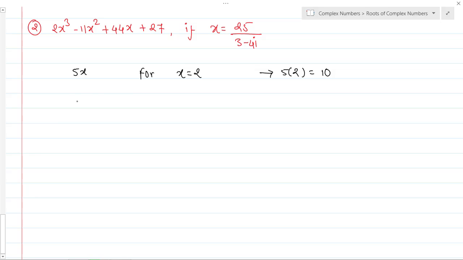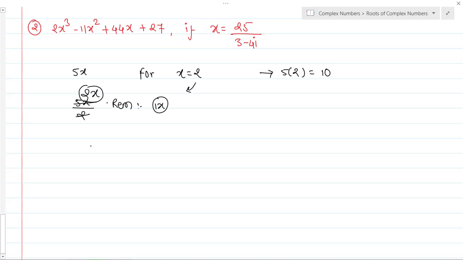Let's simply divide this 5x by 2, not by x, by 2. So what will your answer be? 2 into 2 is 4, so it goes 2x times, and 1x is remaining. So the remainder is 1x, and the quotient is 2x.